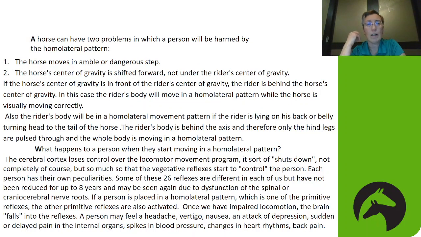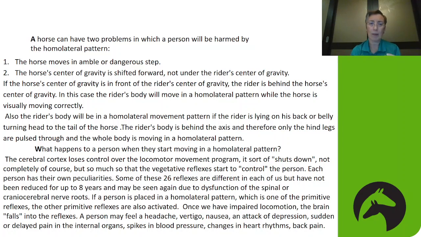A horse can have 2 problems in which a person will be harmed by the homolateral pattern. First, the horse moves in amble or dangerous step. I don't know the exact word in English. In Russian, we say dangerous step. It means the walk of the horse is coming to amble.